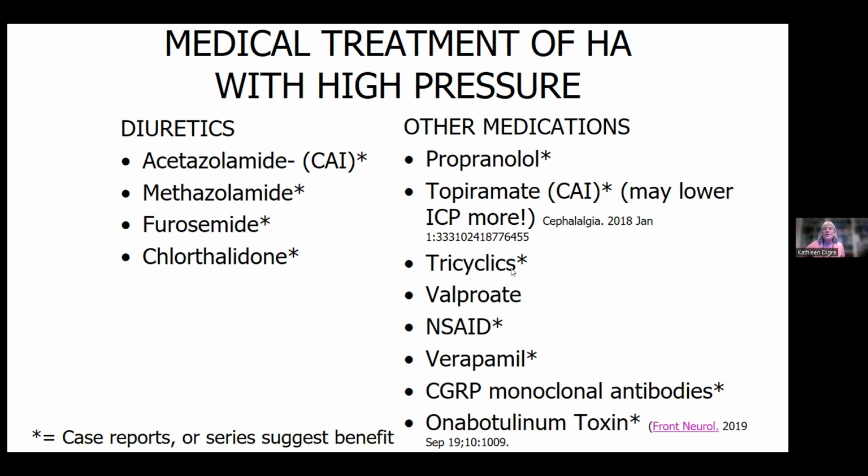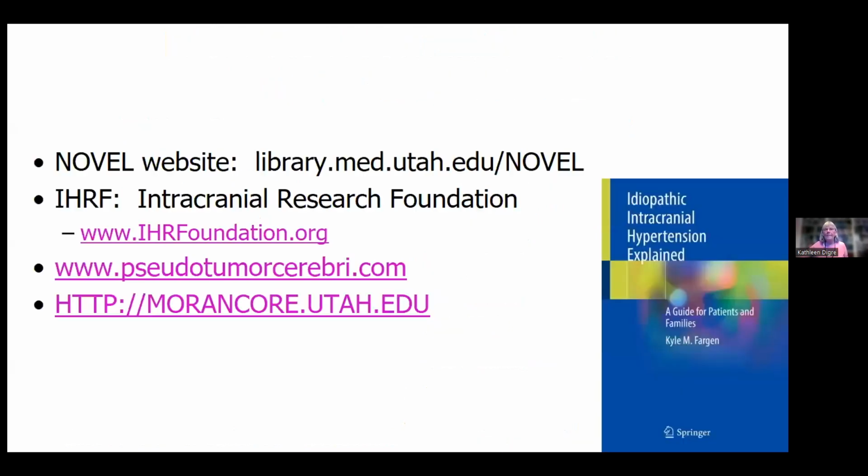Other medications are tricyclics, like amitriptyline, nortriptyline, valproate, and nonsteroidal anti-inflammatories sometimes are useful, like ibuprofen or naproxen, verapamil on occasion. The calcitonin gene-related peptide monoclonal antibodies have been reported to be helpful in this disorder for the headache. And onabotulinum toxin has also been helpful for treating the headache associated with high pressure.